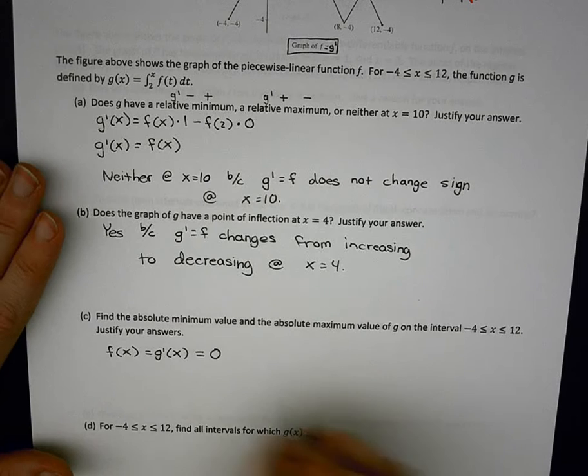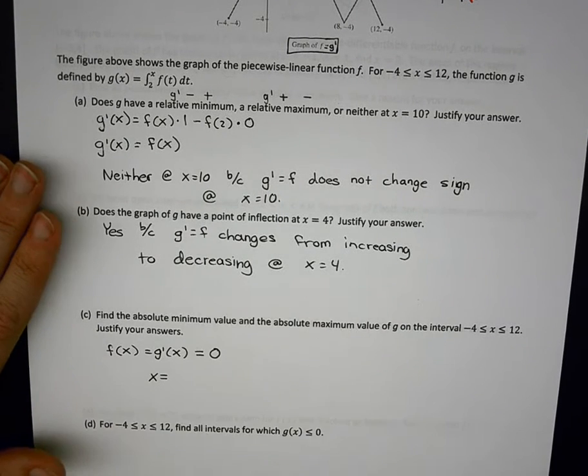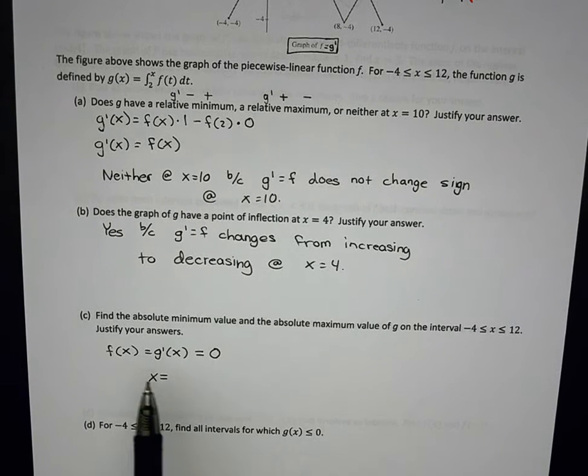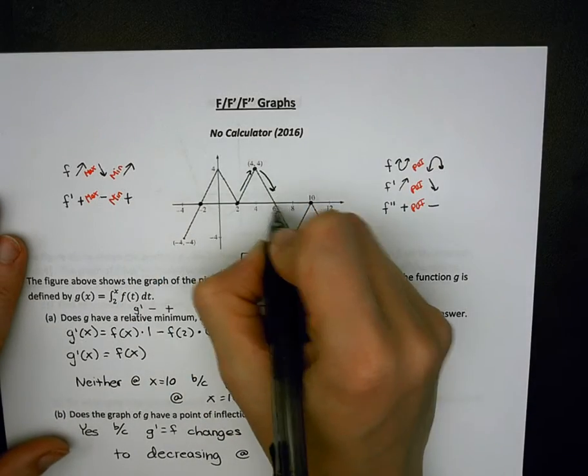And then step 2, we're going to identify, well, where would those zeros be? What are going to be my candidates? So in this case, where does this G prime graph equal 0? Well, this G prime graph equals 0 at -2, 2, 6, and 10.